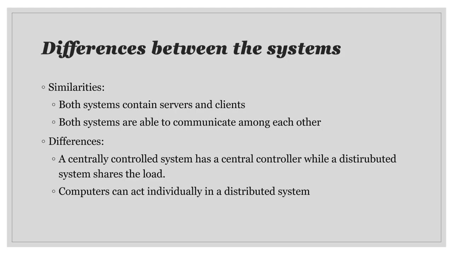Differences between the systems. The difference are that a centrally controlled system has a central controller, while a distributed system shares the load. Also, in a distributed system, computers can act individually, while in a central system, the computers, servers, etc., have to pass through the main station.